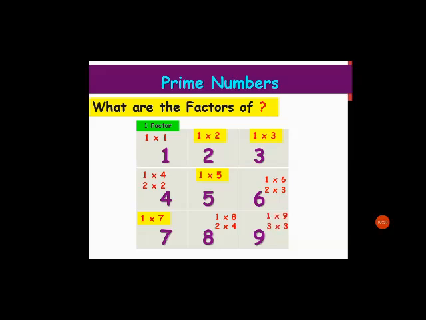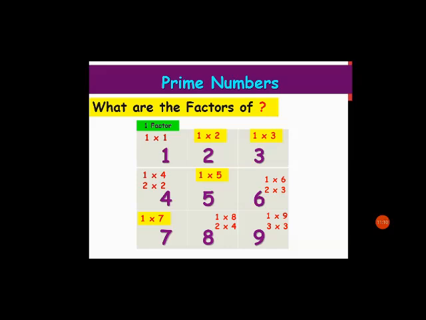So notice here the numbers that are colored in yellow, the factors that are colored in yellow. How many factors do we have here? We only have 2 factors. What do you notice about these factors? We have the first is 1 and the second is the number itself. So in case of 2, it's 1 times 2.